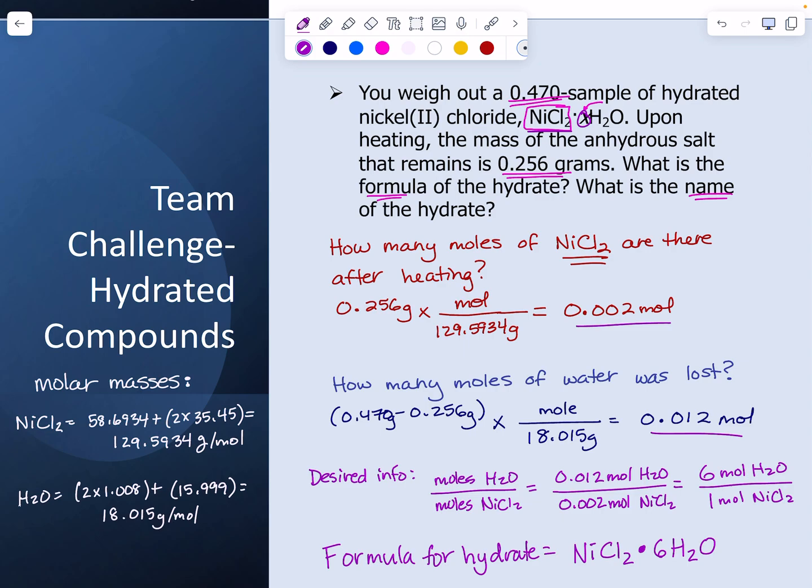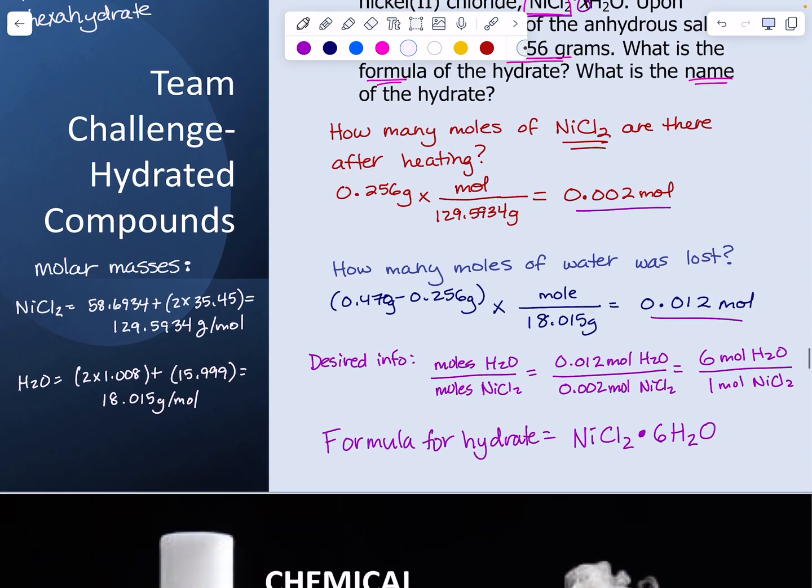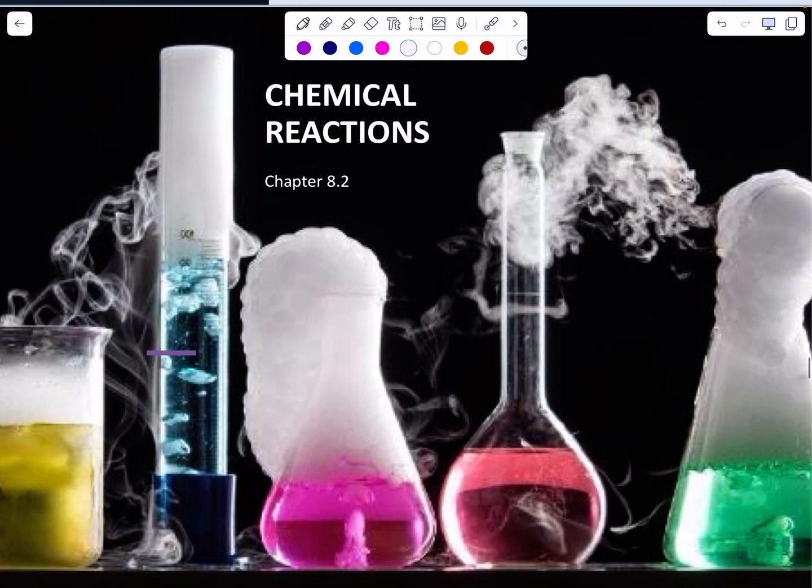All right, so the name of this compound is going to be nickel 2 chloride hexahydrate, okay? So the name is nickel 2 chloride. You just name the ionic compound as you normally would, and then use the prefix hexa to say that there are 6 waters there, and hydrate to indicate that it's a hydrated compound.